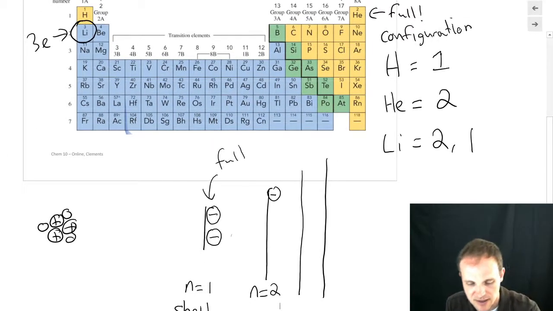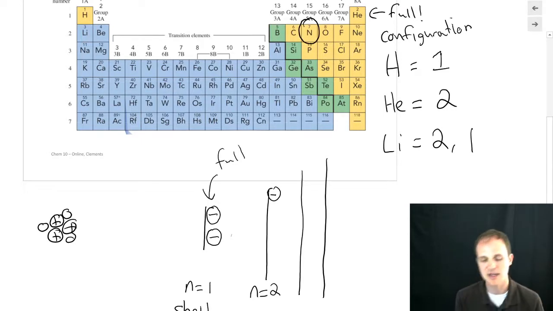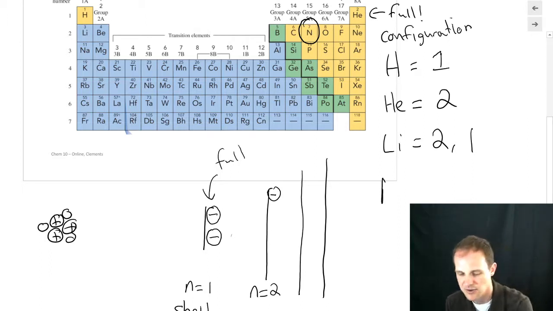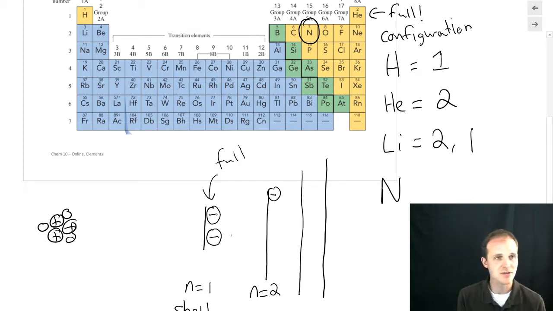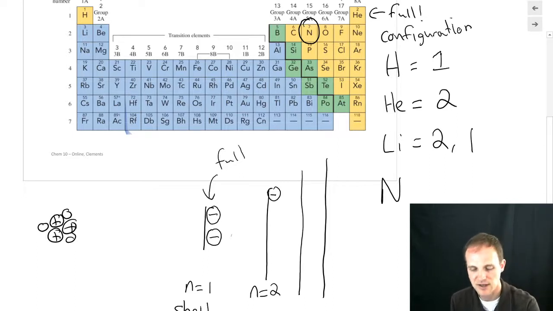Well, let's move on. Not every element on the periodic table. Let's move over to nitrogen here. Nitrogen has 7 electrons because it has 7 protons, right? So where are those electrons going to go? Where do you think those first two are going to go? The first two are going to go in that first row.